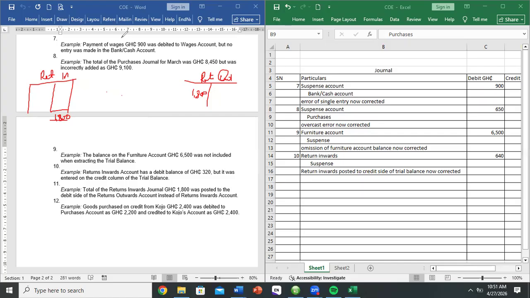We'll first have to remove it from return outwards. And we can only remove from return outwards by crediting return outwards to cancel it because it was debited in return outwards. So credit return outwards to cancel it, and now we debit what? Return inwards. So you see that this error will not affect the trial balance. And for that matter, suspense will not come in here because you debit return inwards and the corresponding credit will come to return outwards.